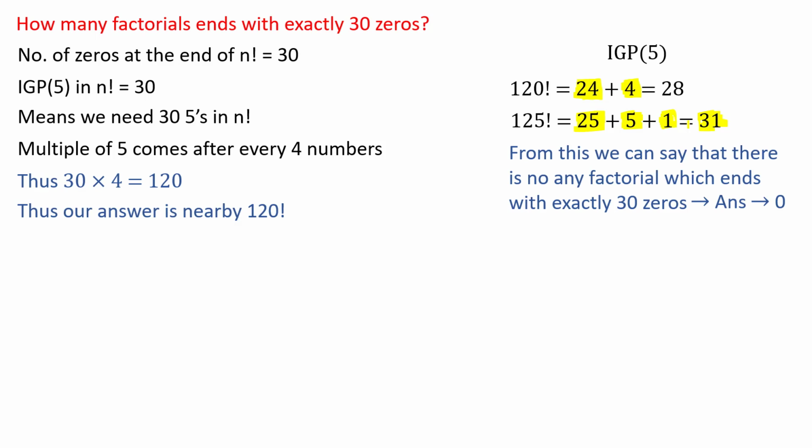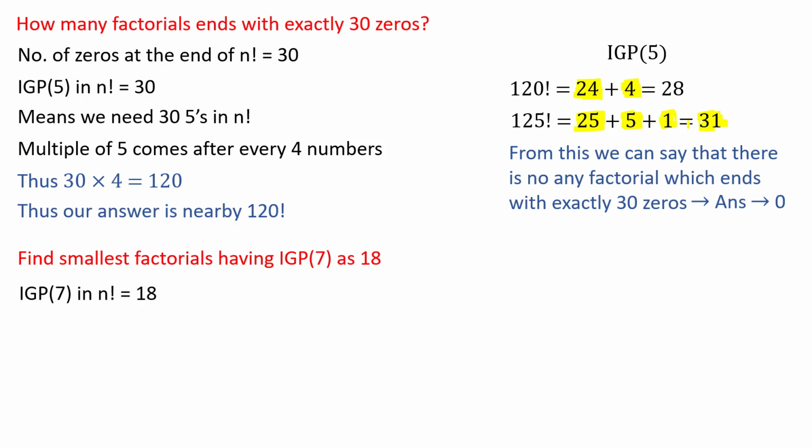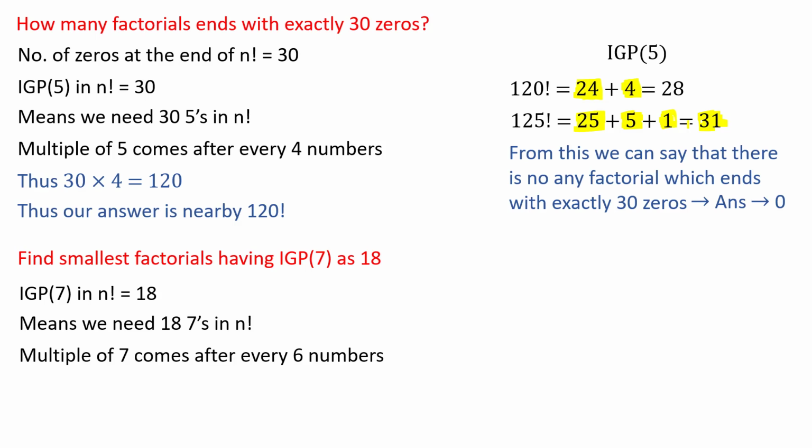Now let's do the next question. Find the smallest factorial having an IGP of 7 as 18. Over here, the IGP of 7 in n factorial is going to be 18, which means we need 18 sevens in n factorial. We know that a multiple of 7 comes after every 6 numbers. So we need to multiply 18 by 6, which is 108. It doesn't mean our answer is 108 factorial. Our answer is nearby 108 factorial.